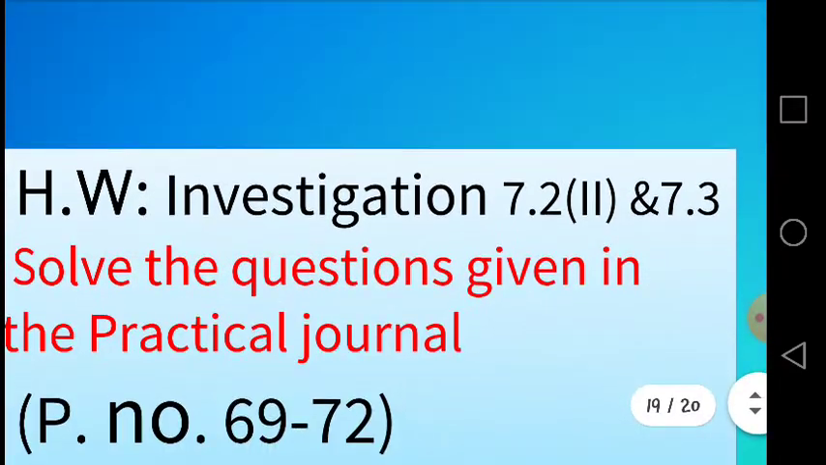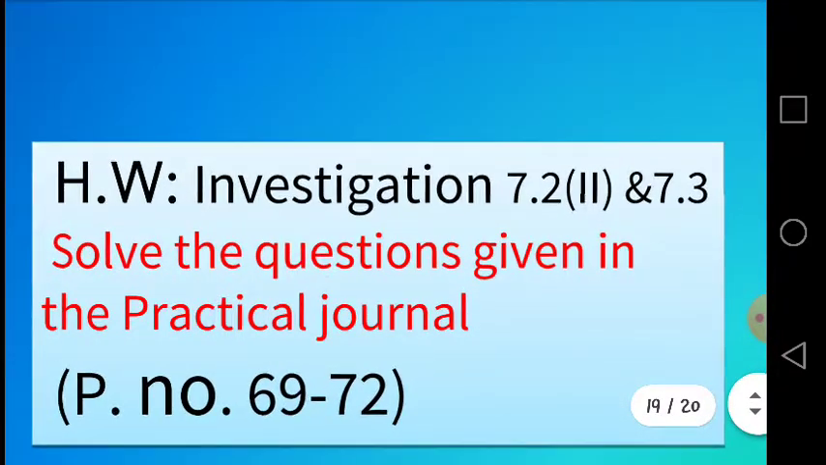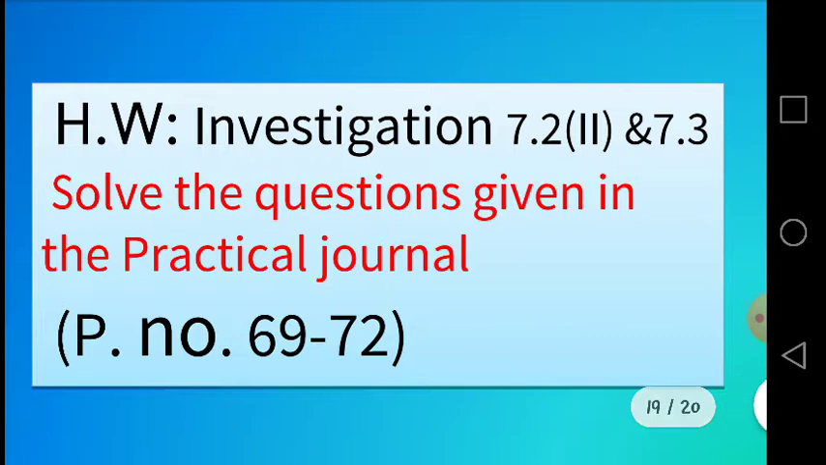There is a homework for you. This is from Investigation 7.2, Part 2 and 7.3, which is present in your book of practicals. Solve the questions given in the practical journal from page number 69 to 72. And you have to do all these questions and then send to your respective groups.